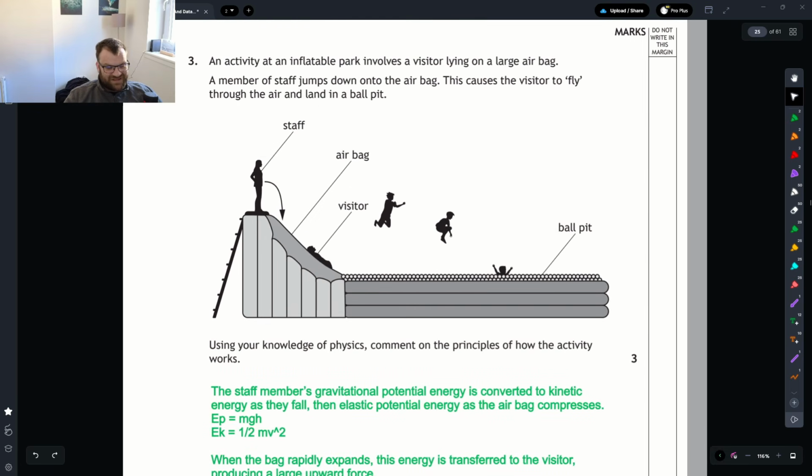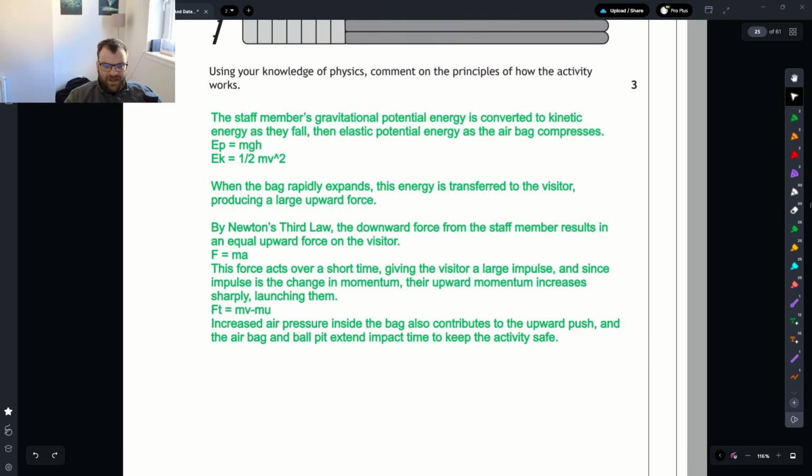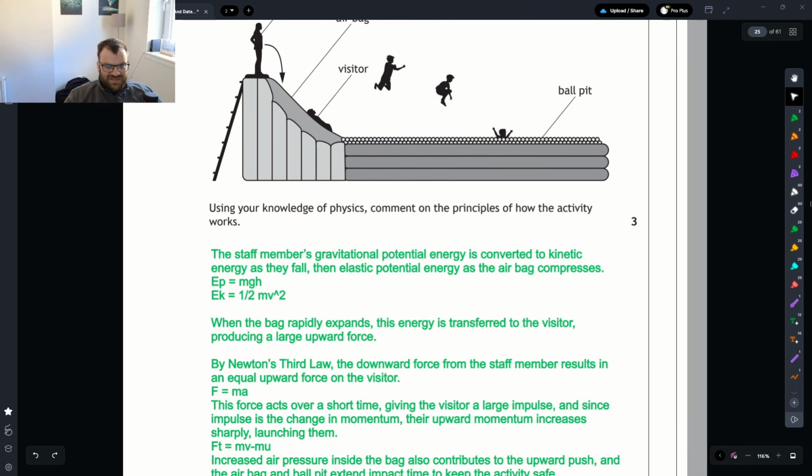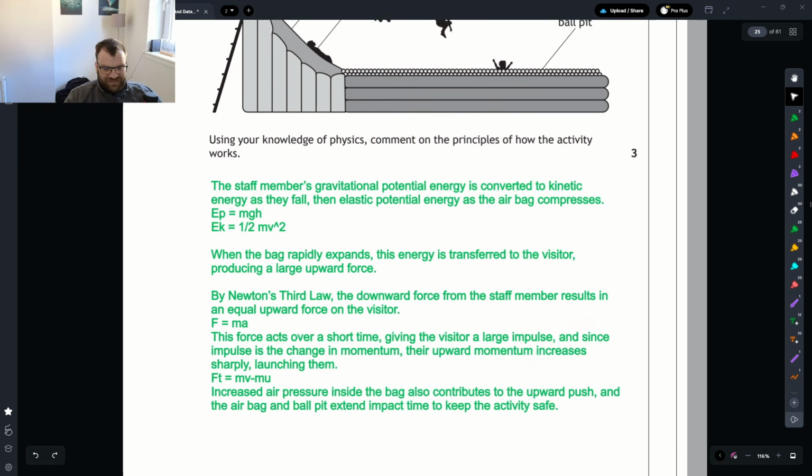If the airbag was deflated, this wouldn't have as much of an effect. I'm now thinking, could have talked about the fact that if it was really, really inflated, then that could potentially be too much pressure and cause it to burst. But they'll have some sort of safe levels to do that in. They've also got a bouncy surface to land on, which will spread out their force, and that will make it less of a rough landing.